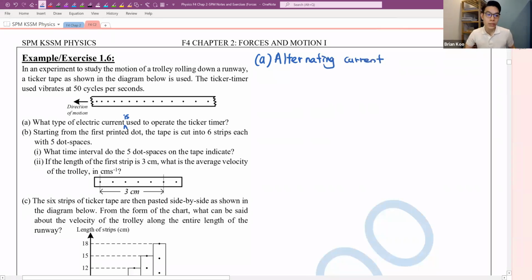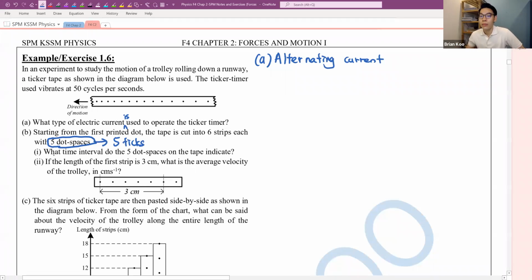Okay, if they want to ask you in your first exam, it can be this kind of question that comes out in your exam. Next one, starting from the first printed dot, the tape is cut into 6 strips, each with 5 dot spaces. 5 dot spaces means 5 of the space, right? Meaning got 5 ticks. Okay, 5 ticks, not 5 dots. 5 dots is 4 ticks. 5 dot spaces is 5 ticks.